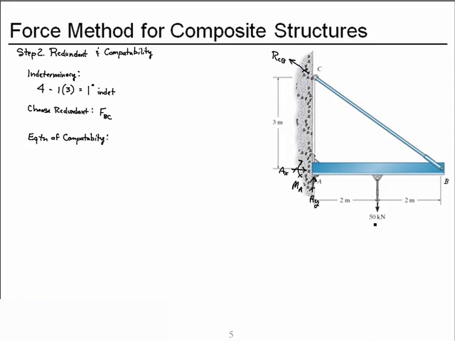To do that, let's consider that the real structure, the indeterminate structure, is a linear combination of two situations. One of them, the primary structure with the applied load. And so if we're going to consider the force in member BC, the tie rod, as the redundant, when we cut it there, we'll get an opening. We'll superimpose that with, again, the primary structure. So cut in member BC, the tie rod.